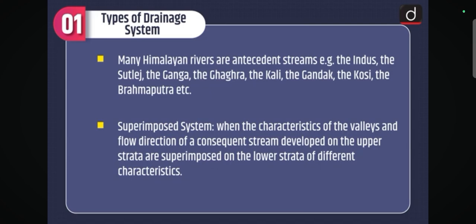Superimposed system: when the characteristics of the valleys and flow direction of a consequent stream developed on the upper strata are superimposed on the lower strata of different characteristics.